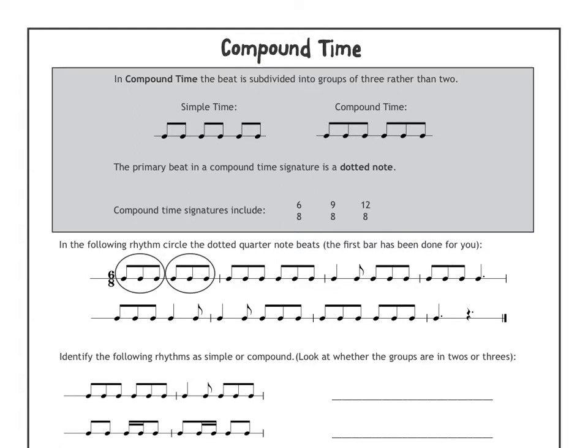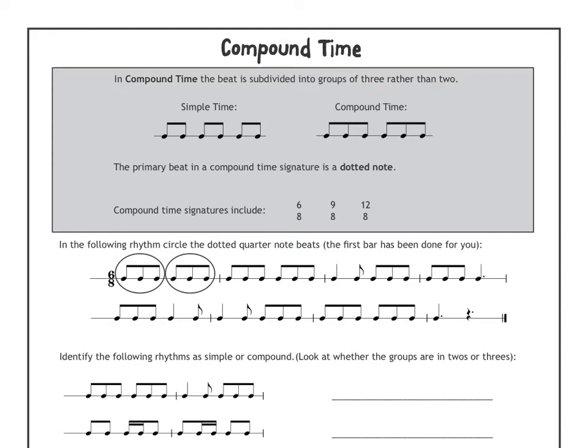All right, we are currently on page 41 of your theory books, and we're going to discuss compound time. A couple lessons ago, we discussed simple time signatures, which essentially is any given beat in a bar, you can divide evenly into two. That's called a simple time signature. The other is called a compound time signature, and the only defining characteristic of a compound time signature is that the beat is subdivided into groups of three rather than two.